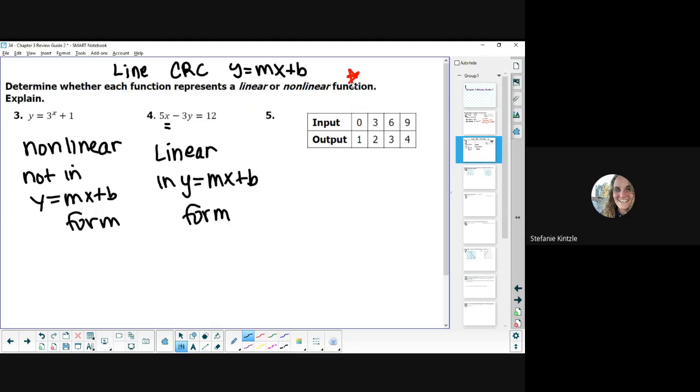Okay, next, we want to check, does this have a constant rate of change? So 0 to 3, you're adding 3. 3 to 6, you're adding 3. 6 to 9, you're adding 3. 1 to 2, you're adding 1. 2 to 3, you're adding 1. 3 to 4, you're adding 1. Does it have a constant rate of change? Yep, so it's linear. You guys can abbreviate constant rate of change as CRC now, because I know that you know what it means. All right, so again, make sure you can differentiate between 3.1 and 3.2.